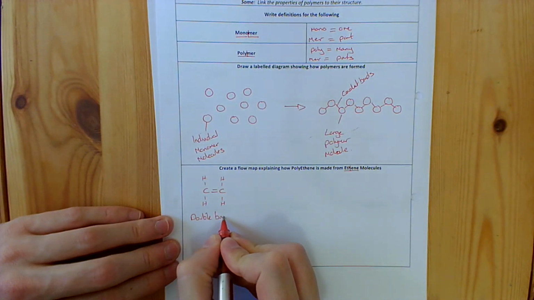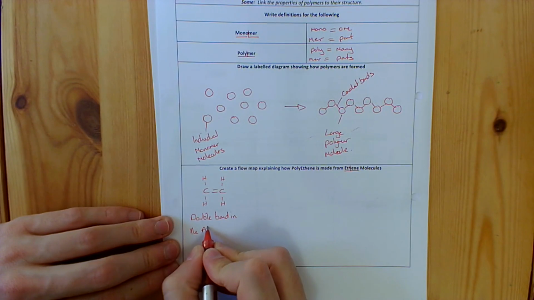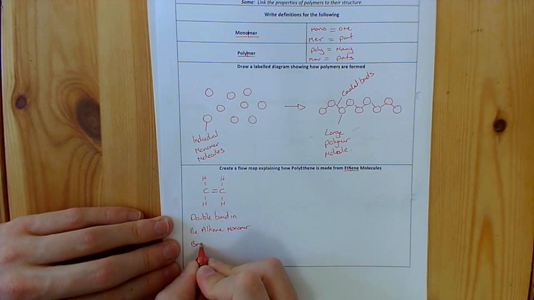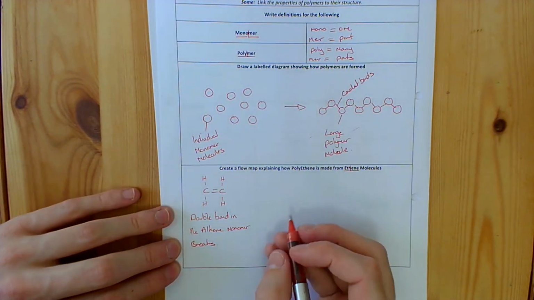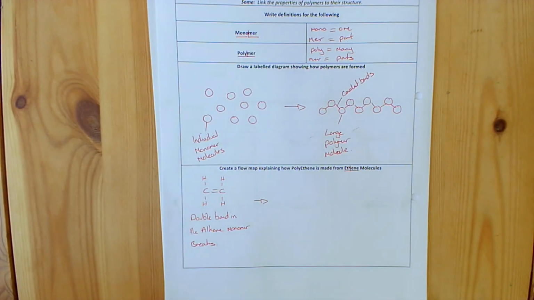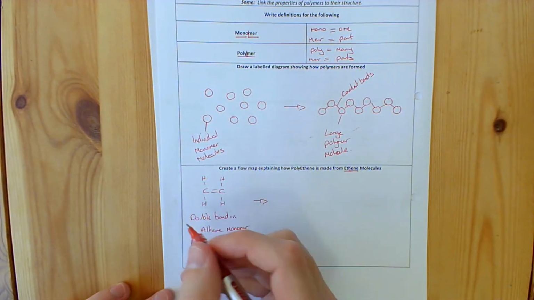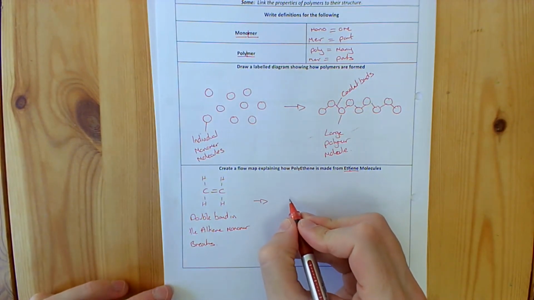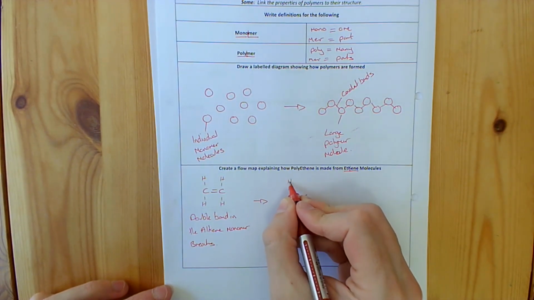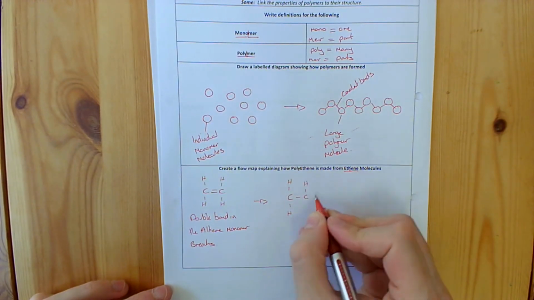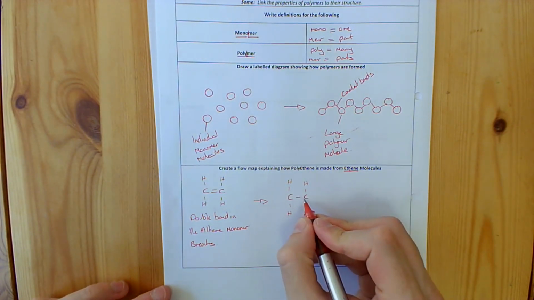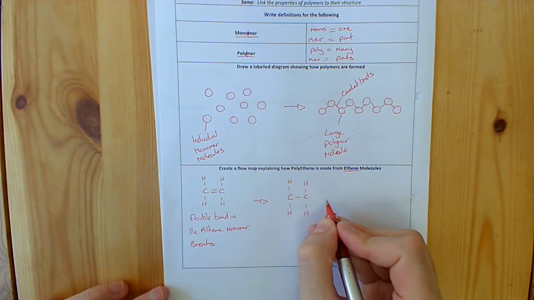So the double bond in the alkene monomer breaks. Right, that is step 1. And once that happens, it's able to join up with neighbouring alkene molecules. So if I had my ethene here and it's broken the double bond, okay, so I've broken the double bond, and now it can form bonds either side.